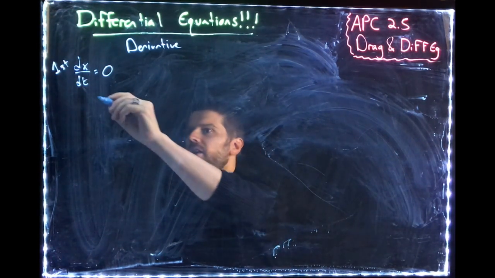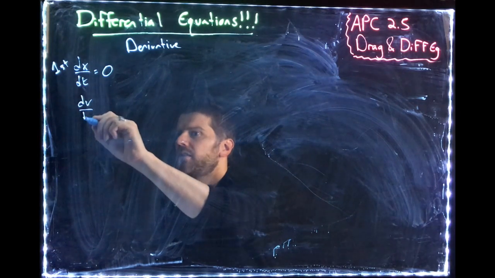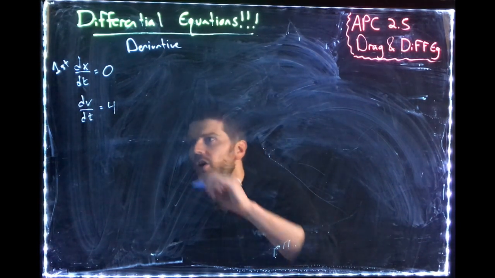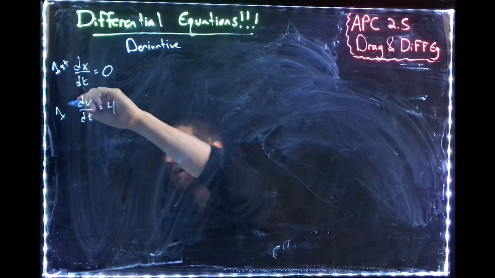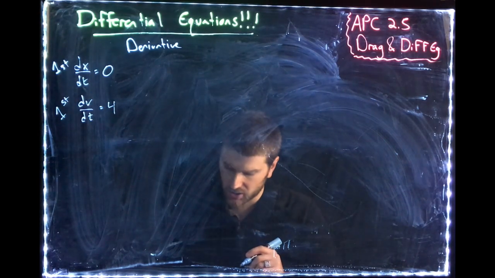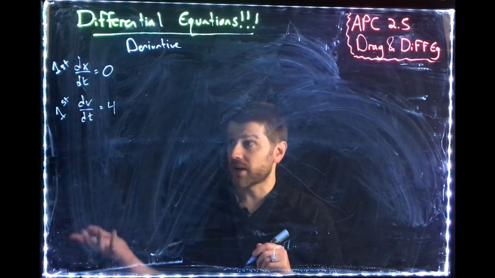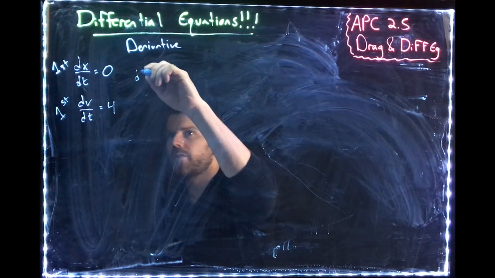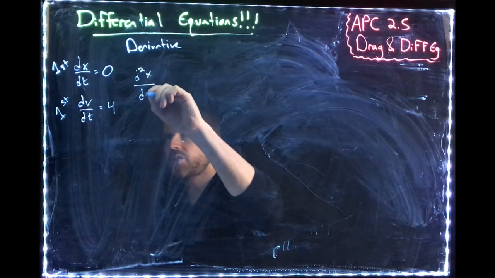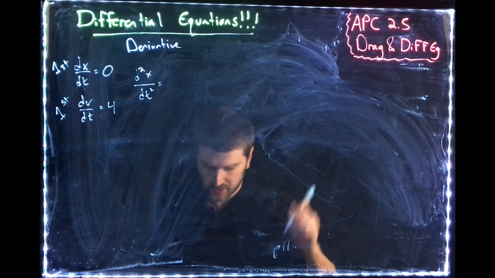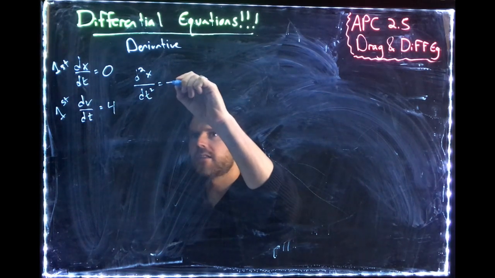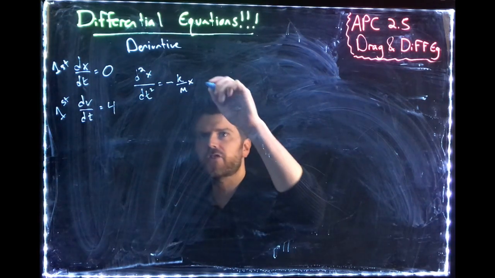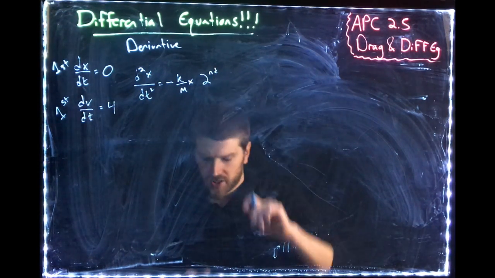You might have something like dv dt equals 4. This is also a first order differential equation. It tells us that whatever our variable v is, it's changing at a rate of 4. You could also have, for instance, the second derivative, d squared x dt squared, which is actually a differential equation we'll be seeing later in the year, equals negative k over m times x. This has a second derivative in it, so it's a second order differential equation.